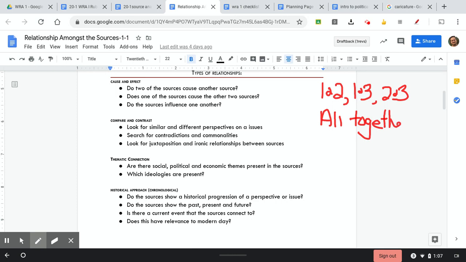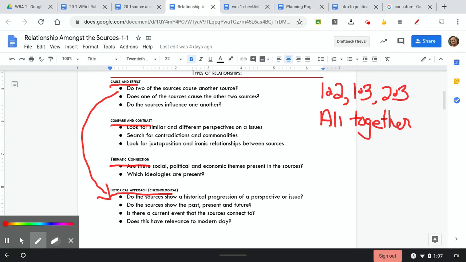So you're actually looking at 4 different relationships. Here we have a few different things that you can identify the relationships as. One of them is cause and effect. Does one of the sources or 2 of the sources cause another one? This can be related to a historical approach. Maybe something happened in the past and this caused another thing to happen. So you might have some cause and effect and historical approach together.